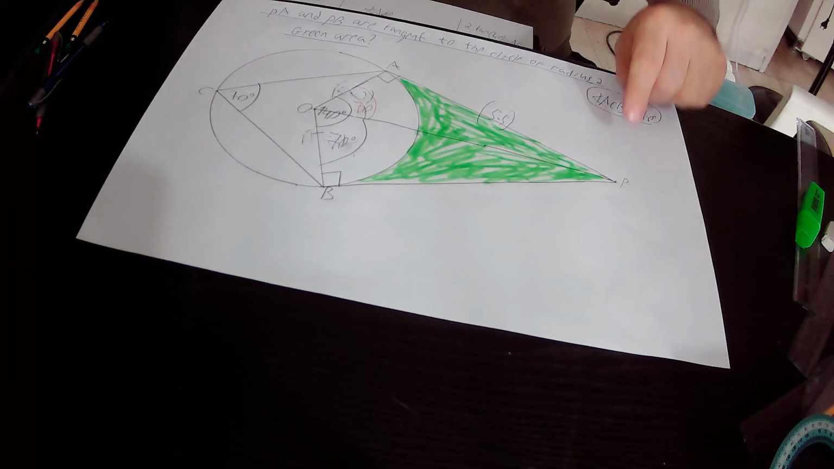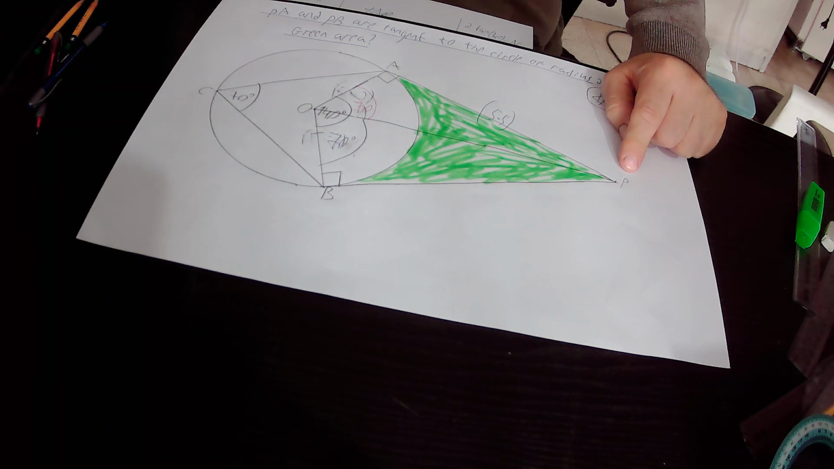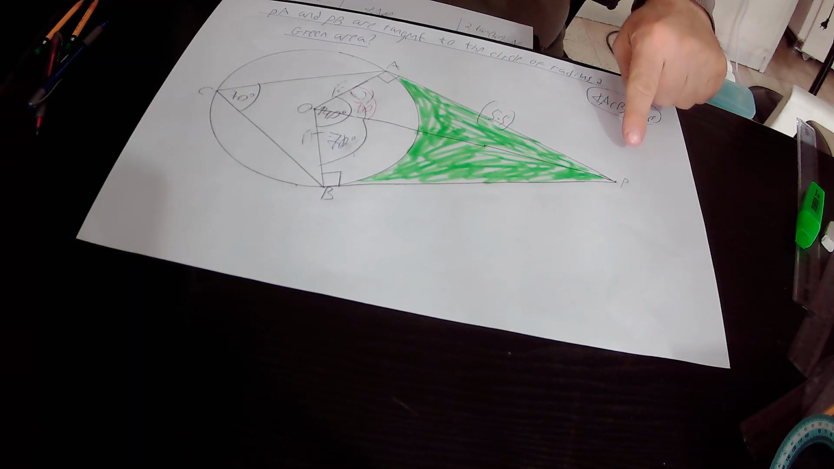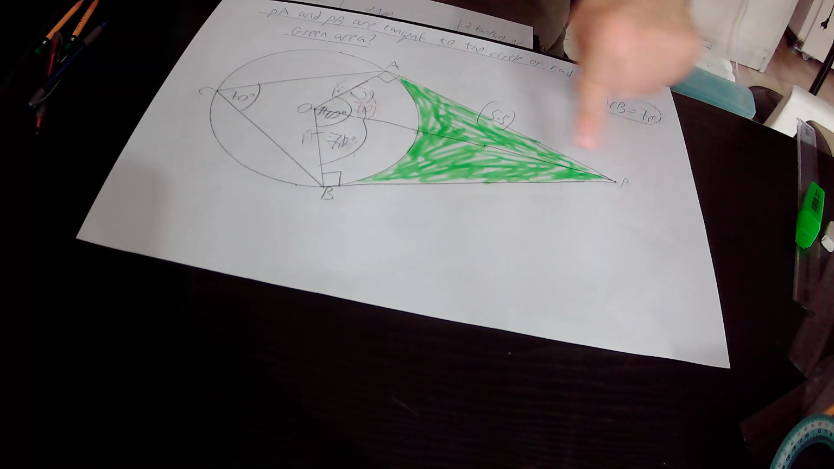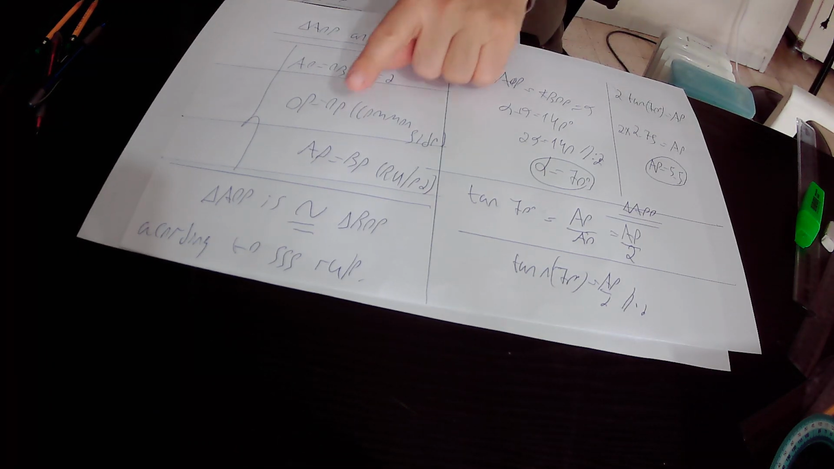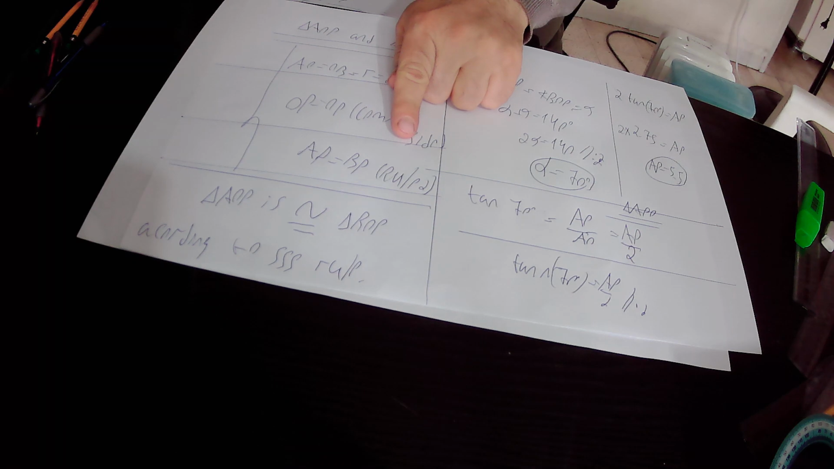In our drawing, we have the common external point P. From the common external point P, we have two tangents to this circle, tangent PA and tangent PB. According to Rule 2, they are equal to each other. That is to say, PA equals PB, according to Rule 2.